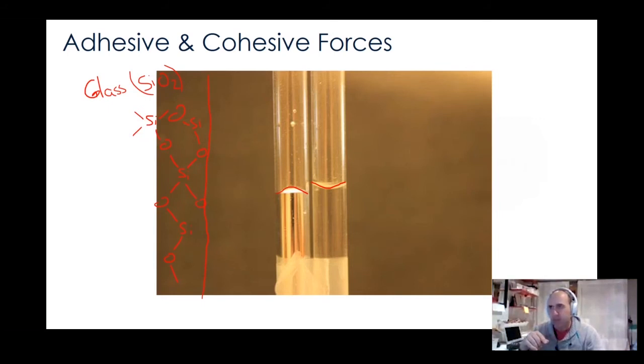Now, in the case of mercury, the cohesive forces are metallic bonding, and the adhesive forces are dispersion.